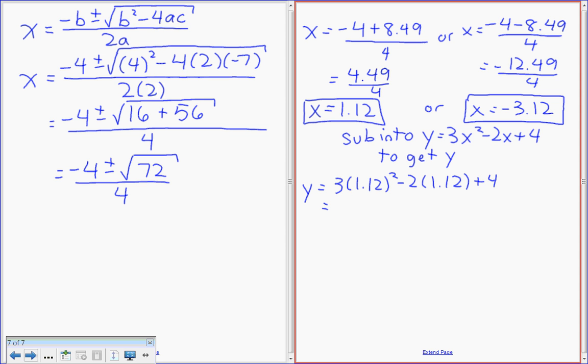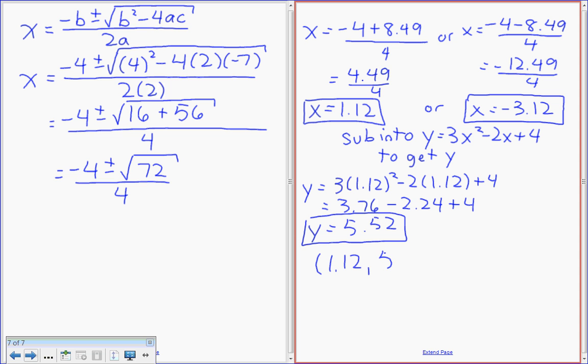So 1.12 squared is equal to 1.25. And times it by 3, you can get this as 3.76. 2 times 1.12 is equal to 2.24. And then do 3.76 minus 2.24 plus 4 is equal to 5.52. Okay. Unfortunately, we're not done because we have to do that again. So I have one point of intersection, which is 1.12 and 5.52.